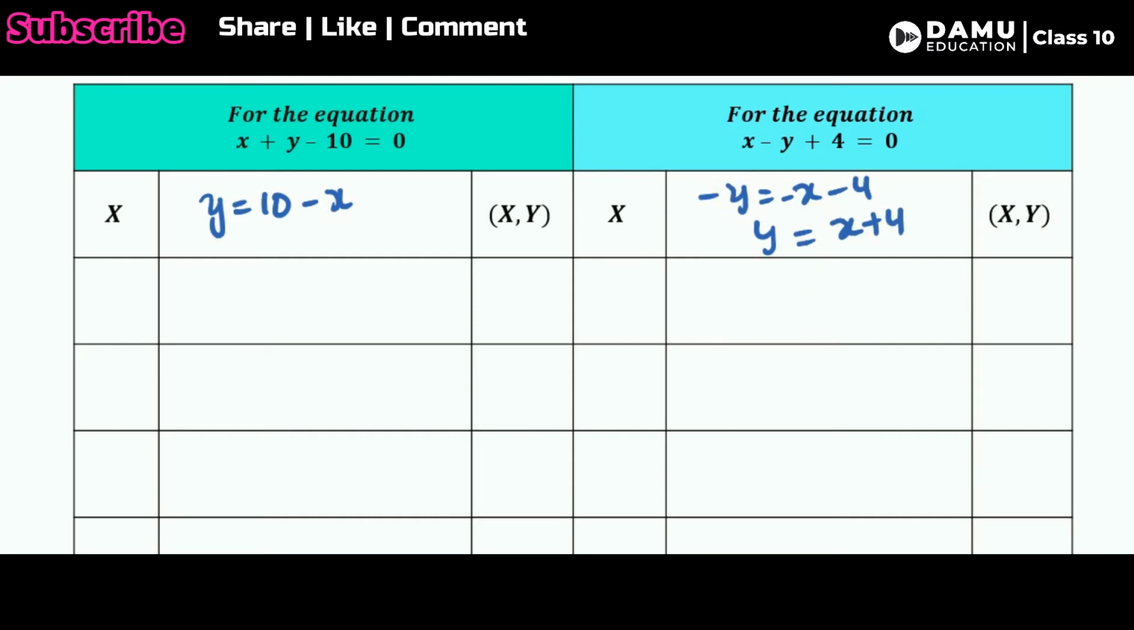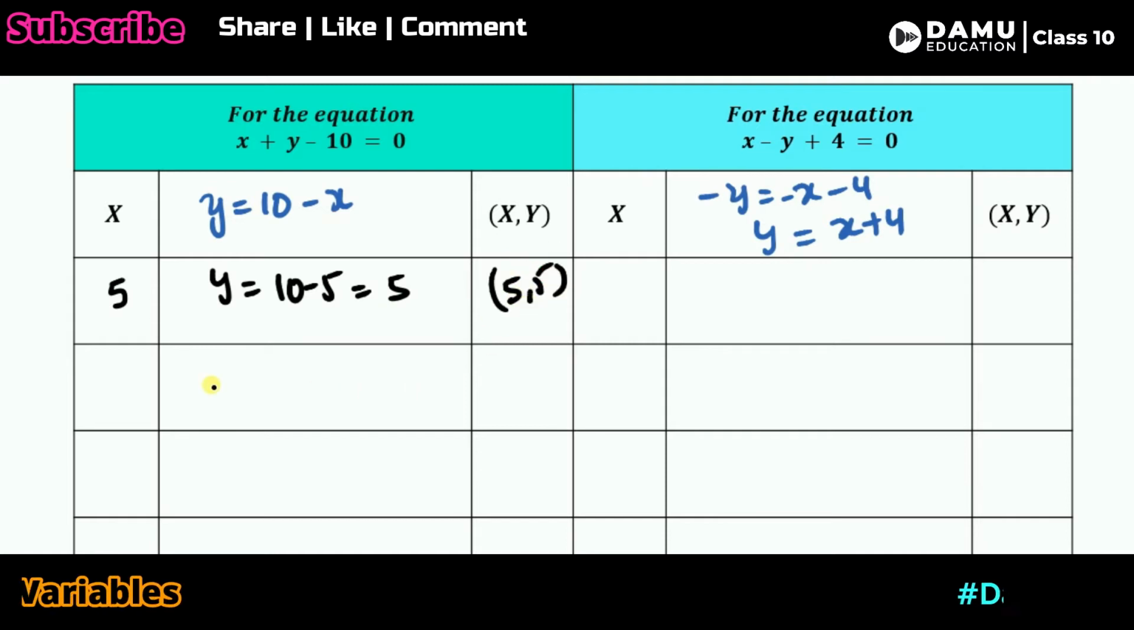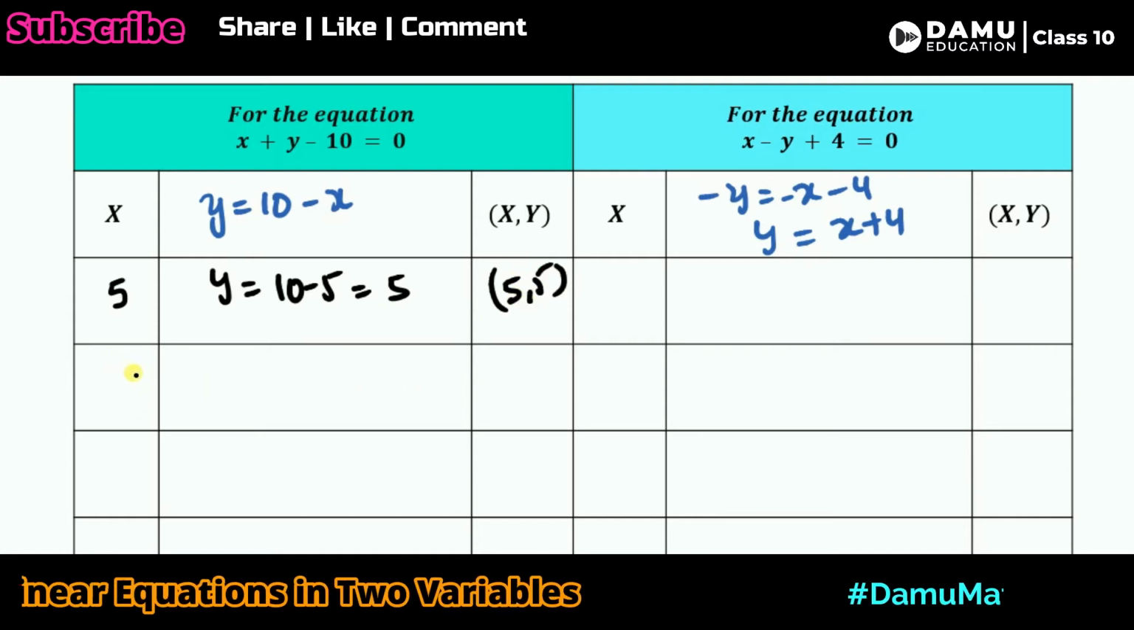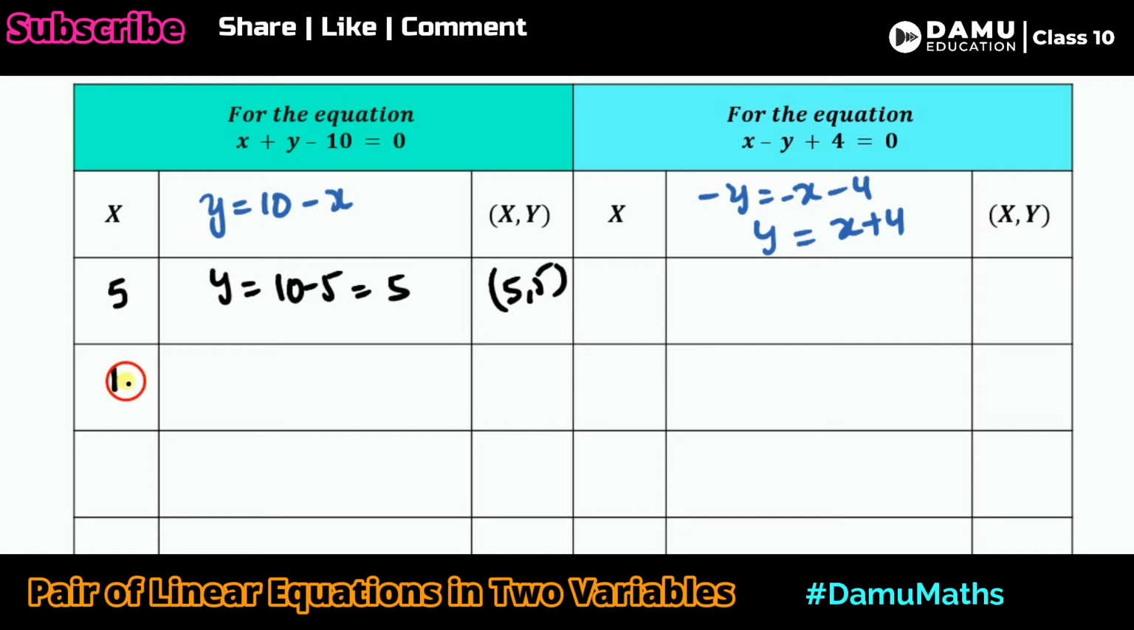So first, we substitute values here. Let's take x equal to 5. Then 10 minus 5 we get as 5. Then 5 comma 5, that is the solution. Let's take x as 4. So for y, 10 minus 4 we get 6, so 4 comma 6. Then let's take x as 3.